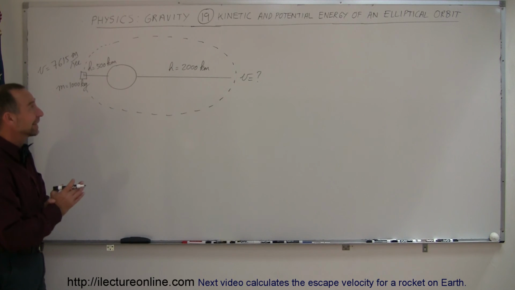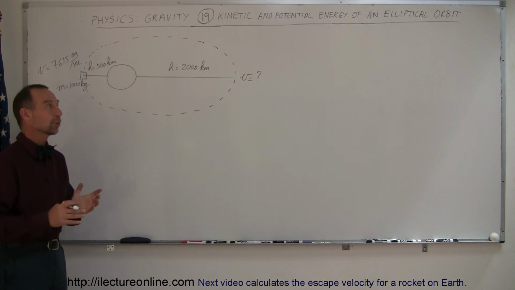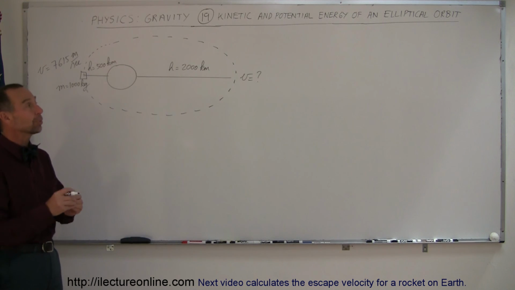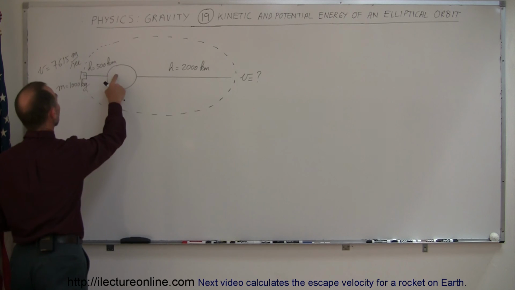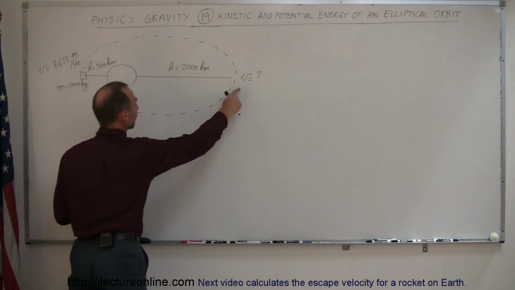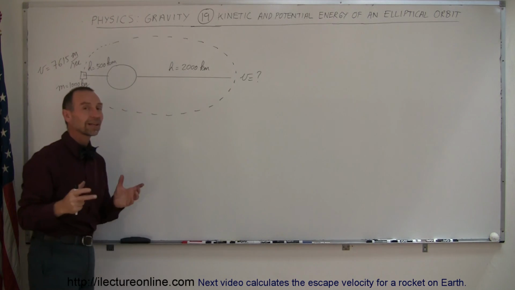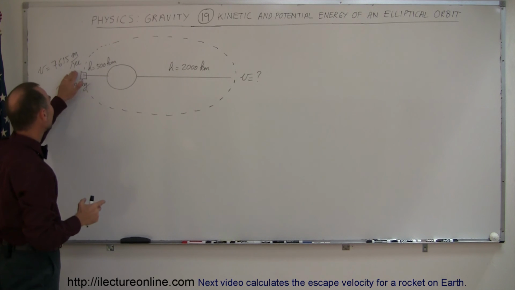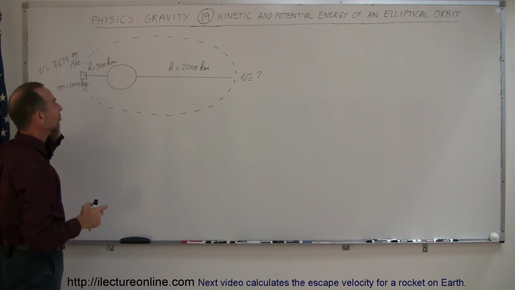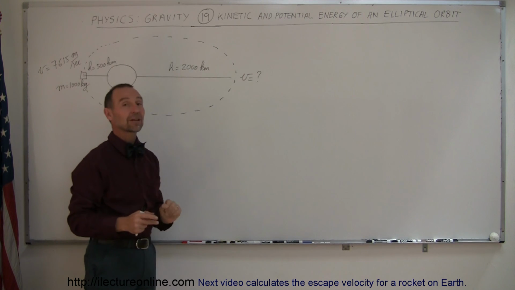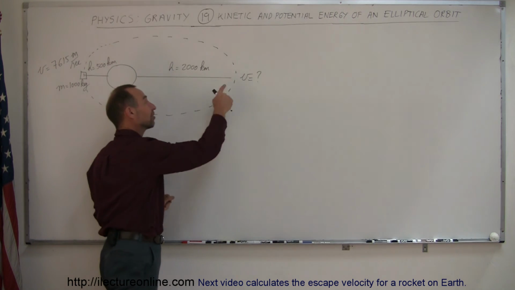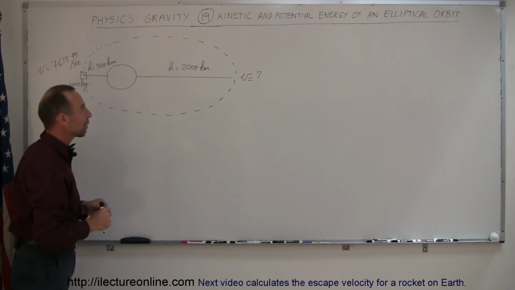Our next topic is kinetic and potential energy of a satellite in orbit, but this time it's around an elliptical orbit, not a circular orbit, which means when it's closer to the Earth, it's moving faster. When it's far away from the Earth, it's moving slower. So let's say we know the velocity when it's over here. We can figure out the potential energy over there. We can figure out the potential energy over here, and then we can figure out the kinetic energy and thus the velocity at the location far away from the Earth.